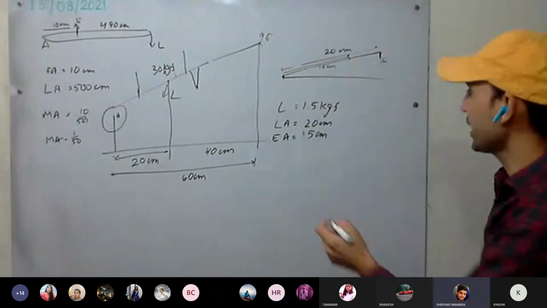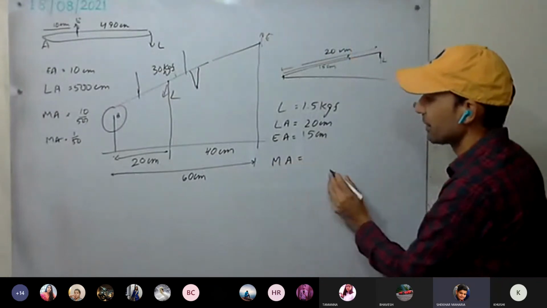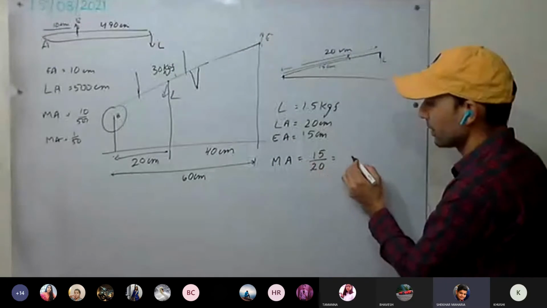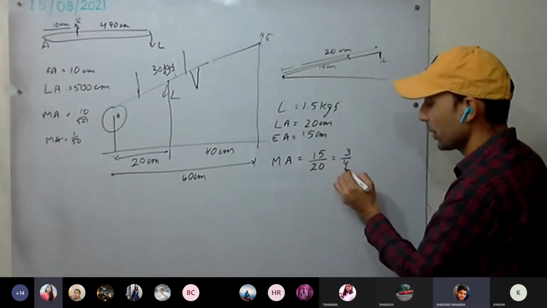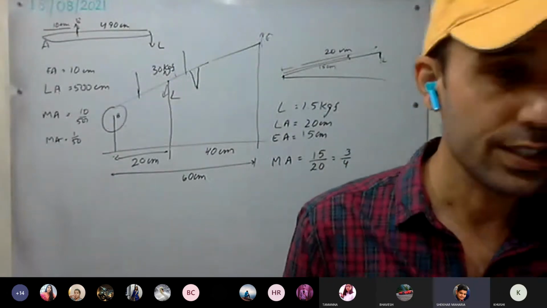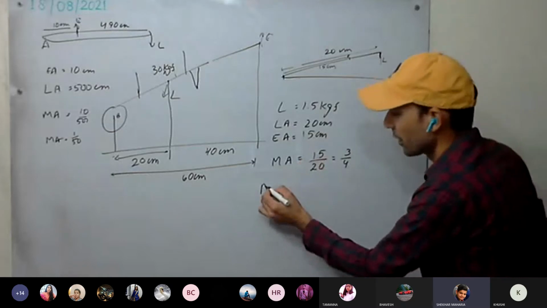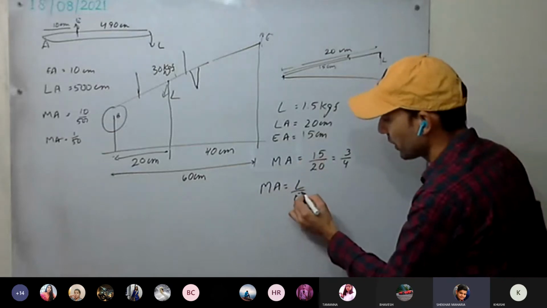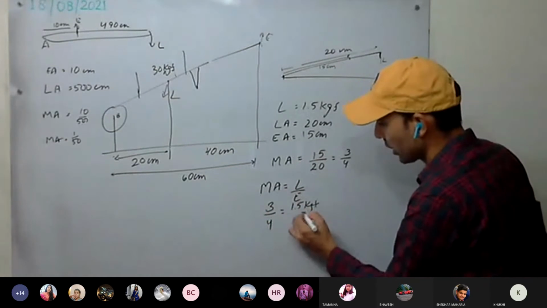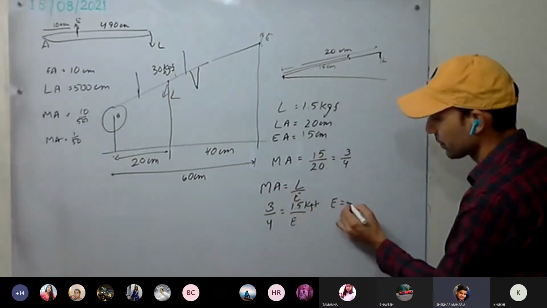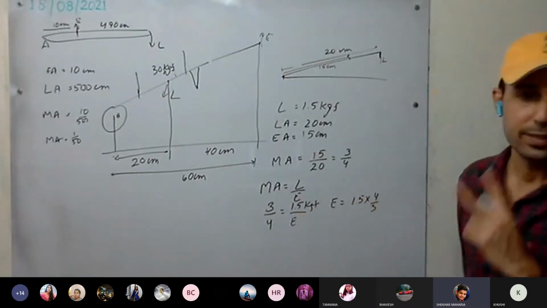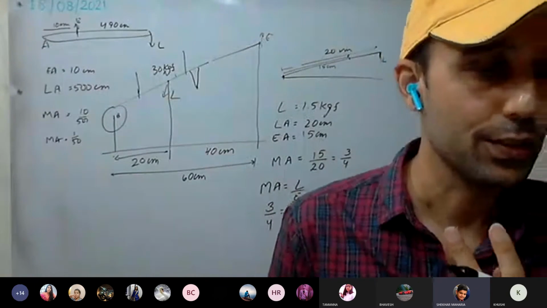Calculate the mechanical advantage. How much is the mechanical advantage? Effort arm upon load arm, 15 upon 20. So it will be 0.75, 3 upon 4. Now the effort needed. How much is the effort needed? MA equals load upon effort. MA is 3 upon 4. Load is 1.5 kgf divided by effort. Effort you can calculate 1.5 upon 0.75, which is 1.5 into 4 by 3. You get 2 kgf.